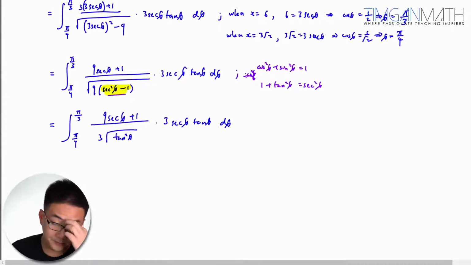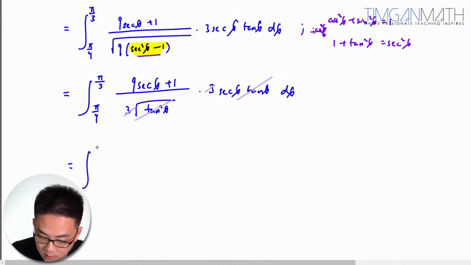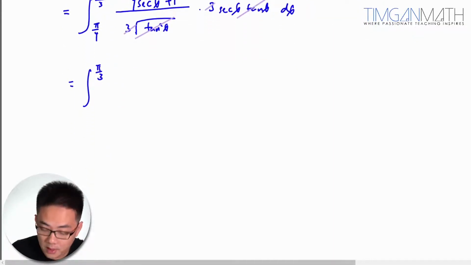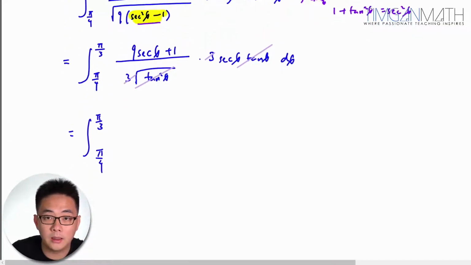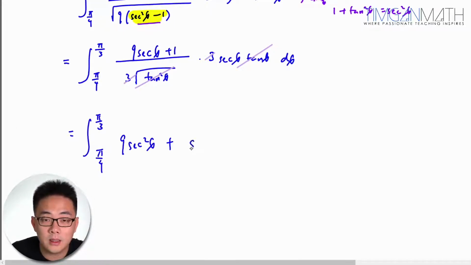After which we're going to cancel this out. The 3 will be cancelled away, and the tangent will be cancelled away as well, and what we get is essentially the integral from pi over 4 to pi over 3, and secant just multiplies in. This is 9 secant squared theta plus secant theta d theta. All right, there you go.